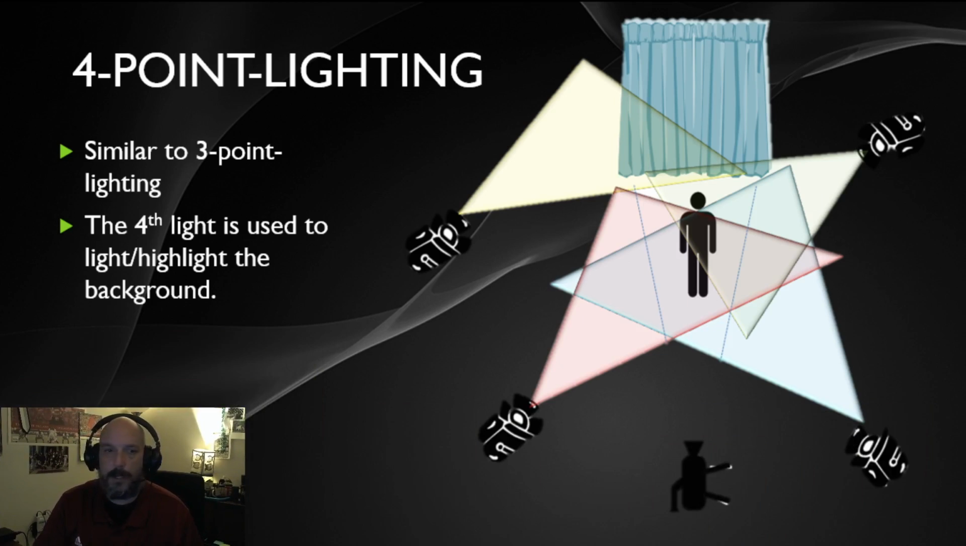The 4th lighting comes into play back here. So like I said, you've got your key, your fill, your back. The 4th lighting is lighting the background behind the subject. So if something happening in the background is very important, or you want to add a more aesthetic look to it, then you can add the 4th light to the background to give you that 4-point lighting.